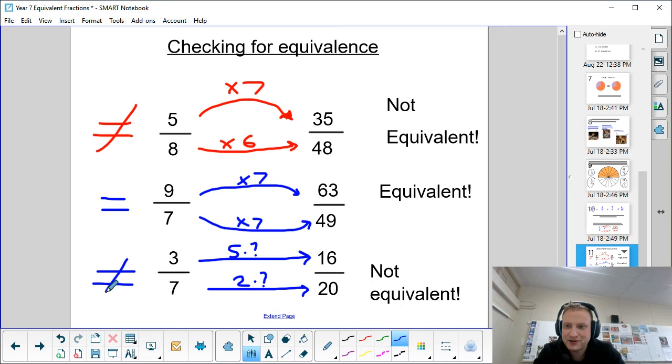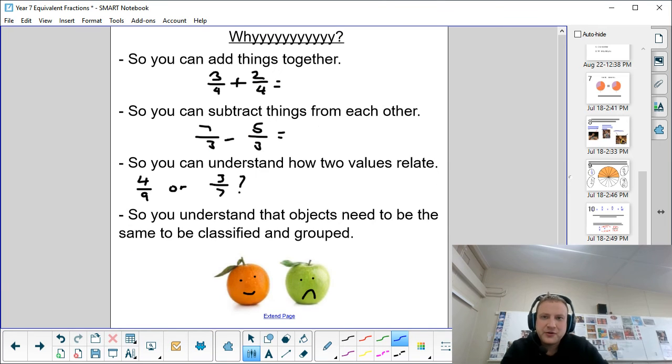Not equal at all. So then the question is, why is it so important that we learn equivalent fractions? Because we did spend a whole week on it back in term 2. It's really just fundamental stuff because when we do our work with fractions, we're either adding, subtracting, comparing, doing things like that. You can't do any of that unless you can make fractions equivalent first, because you need something comparable.